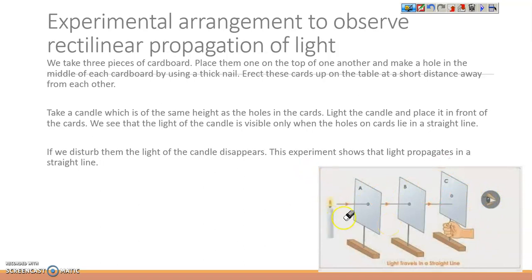The candle flame is clearly visible, which would disappear if one of the uprights A, B, and C is moved, proving that light has rectilinear propagation. The casting of shadows and eclipse is due to the rectilinear propagation of light. And if we disturb it, the light of the candle disappears. This experiment shows that light propagates in a straight line.